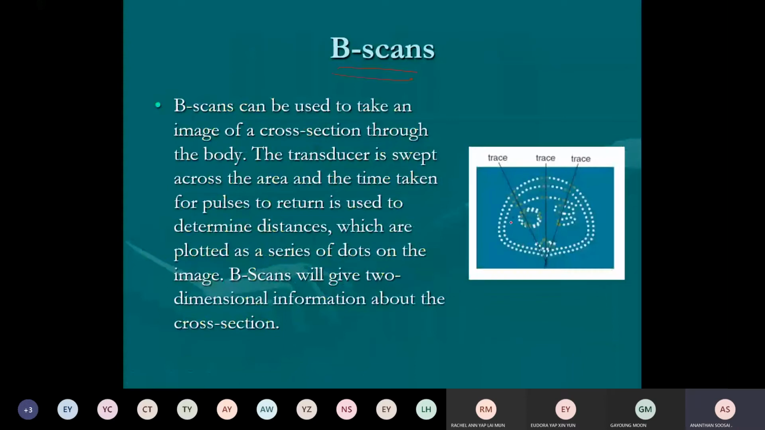Okay, B scan. B scan is actually a series of A scans combined to form a 2D view. Now all the ultrasound is B scan. B scan can be used to take an image of a cross section through the body. The transducer is swept across the area, and the time taken for the pulse to return is used to determine a distance, which is plotted as a series of dots on the image. B scan will give two-dimensional information about the cross-sectional area. B scan is a combination of a few A scan images that forms two-dimensional information. That's the B scan.